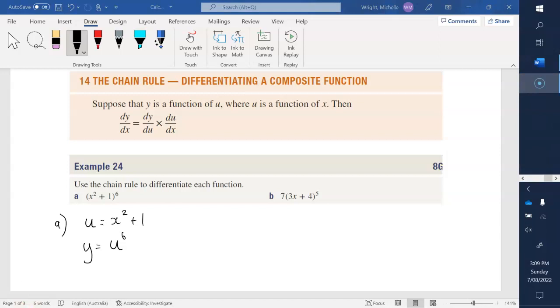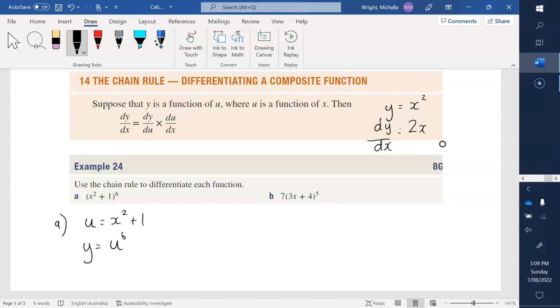Okay, so we need to think about what we are doing. Originally, when we had a function equal to, for example, y is equal to x squared, when we worked out dy dx, we were looking at the first derivative of y with respect to x. So dy, we've got y on this side, over dx, we've got x on that side. And that would be equal to 2x.